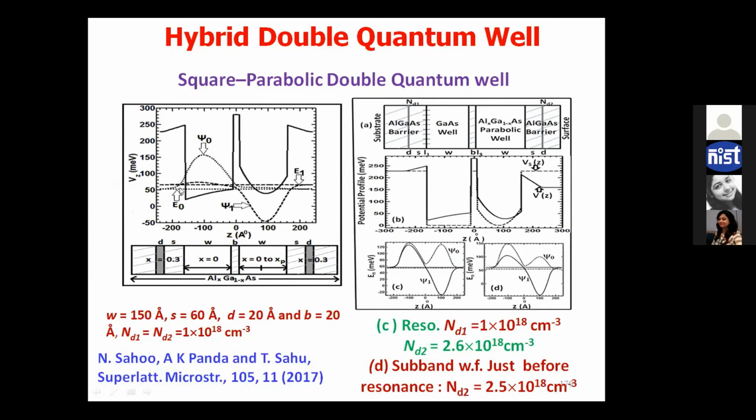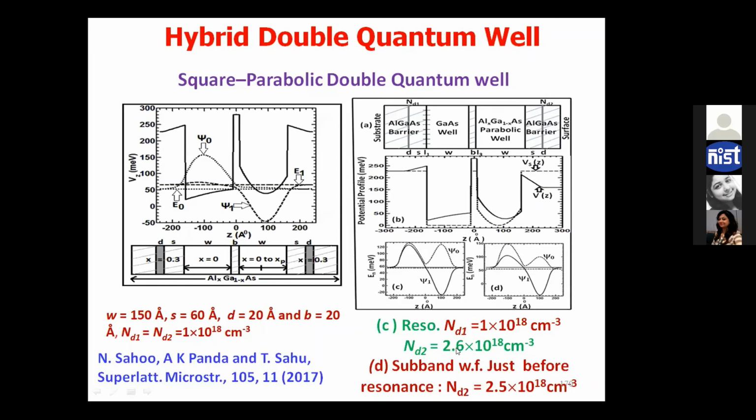So even though all the parameters are the same, that is symmetric, the structure potential is asymmetric, and that leads to the asymmetric distribution of the wave functions, and that modulates the mobility. So here I have shown you this case C where resonance occurs. That means we take ND1 equal to 1, but ND2 equal to 2.6.